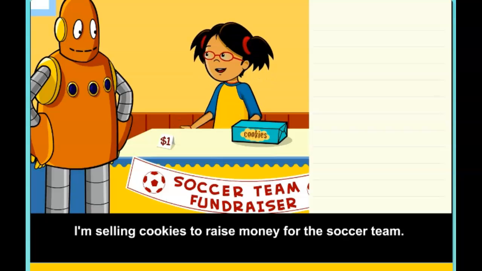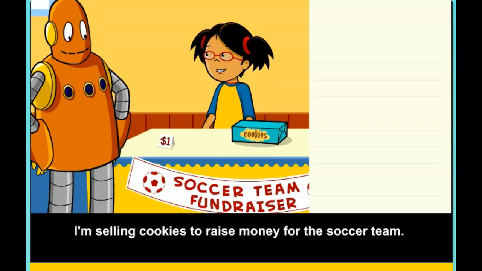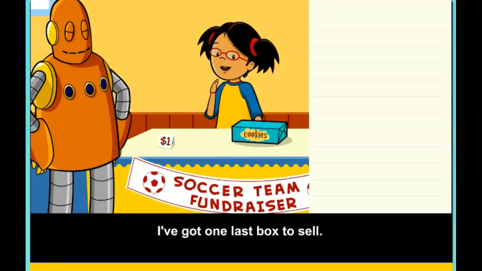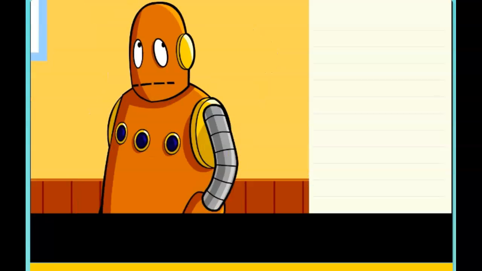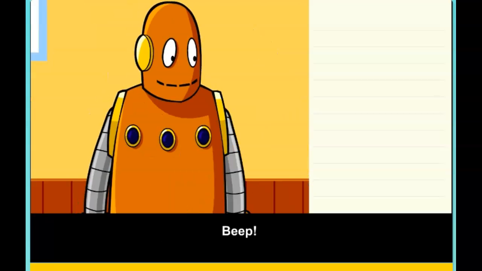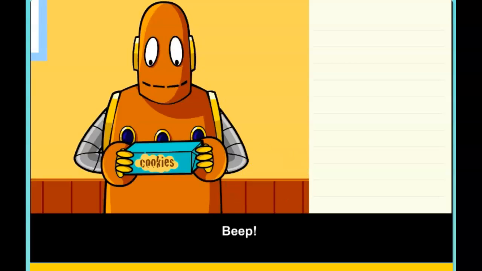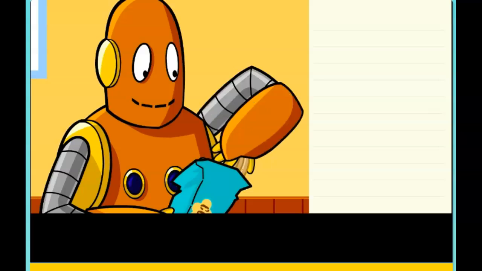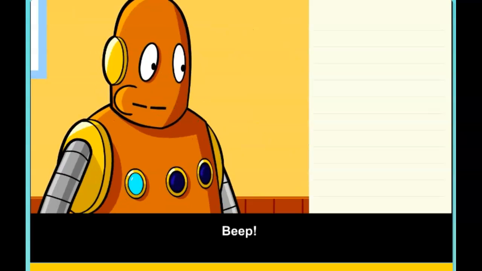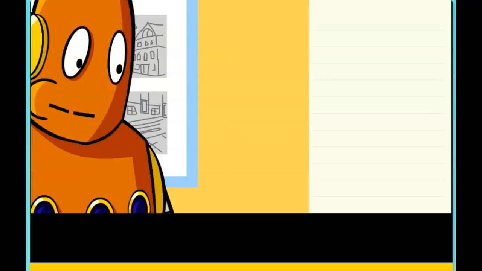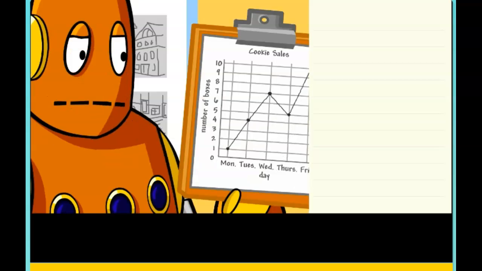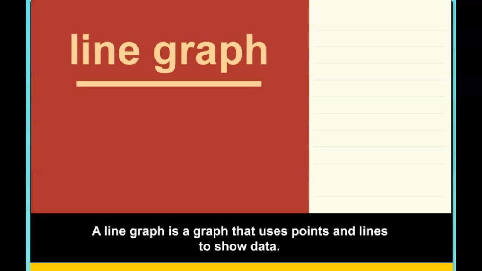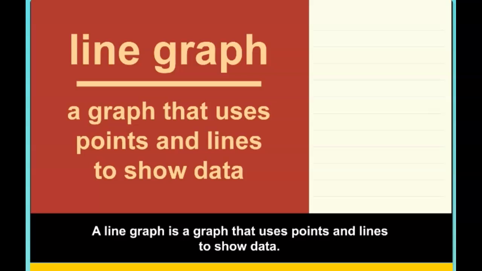I'm selling cookies to raise money for the soccer team. I've got one last box to sell. I'm keeping track of how many I've sold. I made a line graph. A line graph is a graph that uses points and lines to show data.